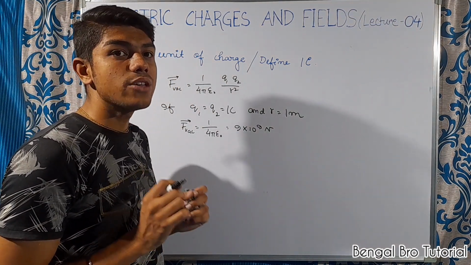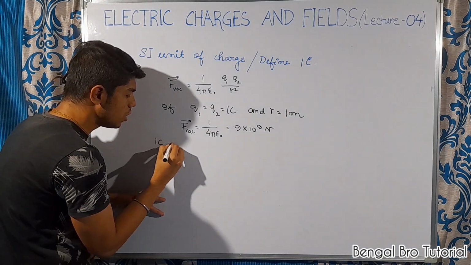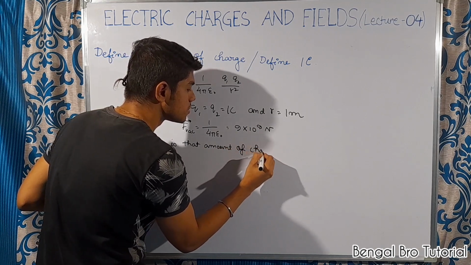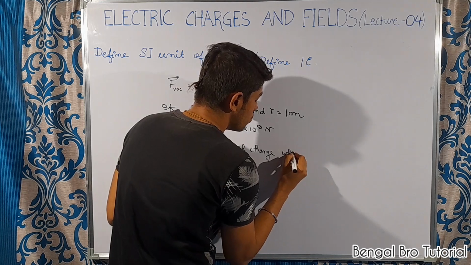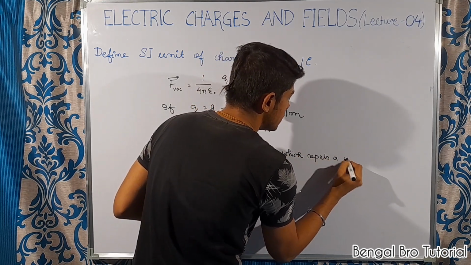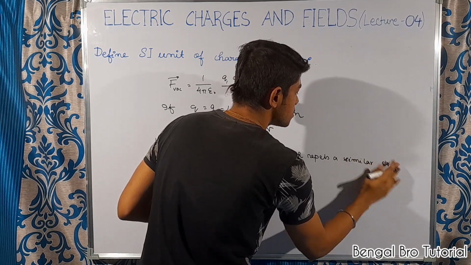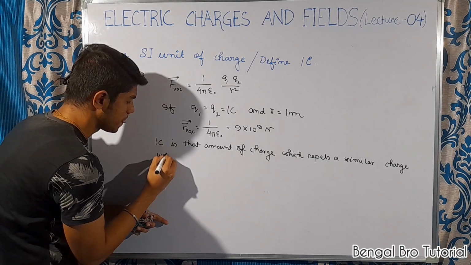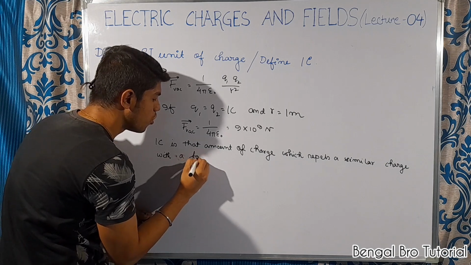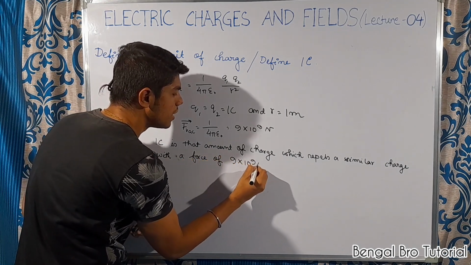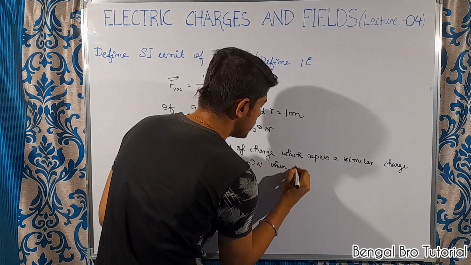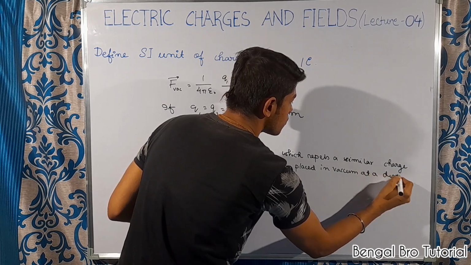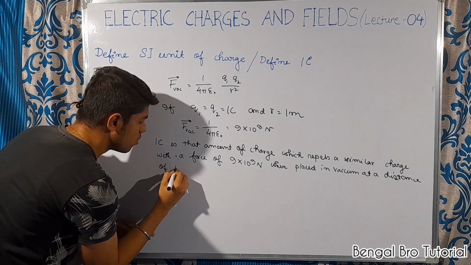So we can define the SI unit of charge as: 1 Coulomb is that amount of charge which repels a similar charge with a force of 9 into 10 to the power 9 Newton when placed in vacuum at a distance of 1 meter apart.